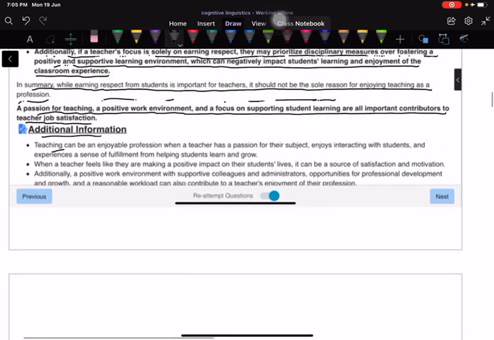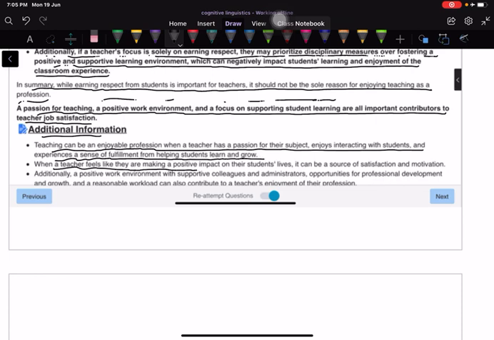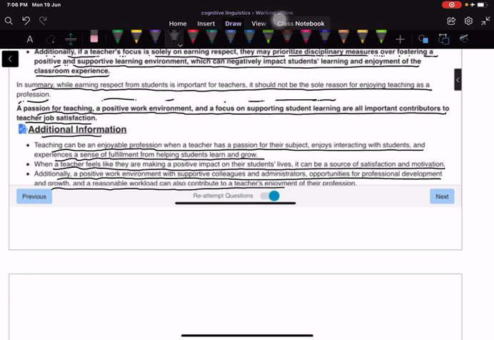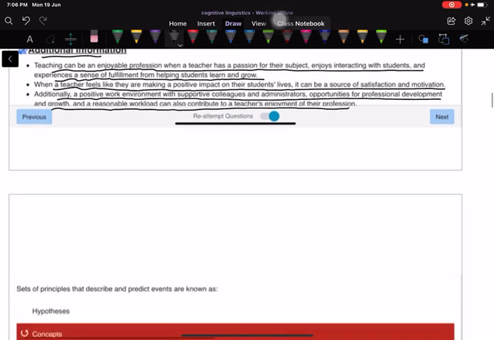Additional information: teaching can be an enjoyable profession when a teacher has a passion for their subject, enjoys interacting with students, and experiences a sense of fulfillment from helping students learn and grow. When a teacher feels like they are making a positive impact on their students' lives, it can be a source of satisfaction and motivation. Additionally, a positive work environment with supportive colleagues and administrators, opportunities for professional development and growth, and a reasonable workload can also contribute to a teacher's enjoyment of their profession.